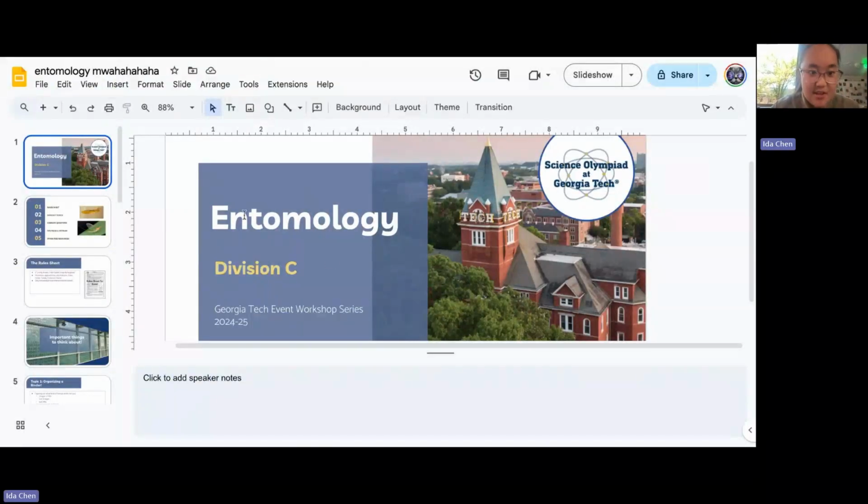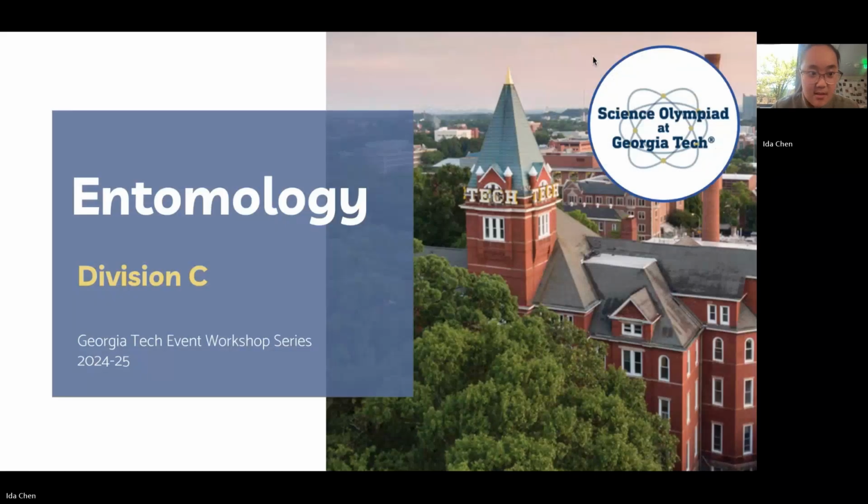I'm going to share screen. How do I do that? Okay, so you should be able to see my screen now. And you should only be able to see this one tab.